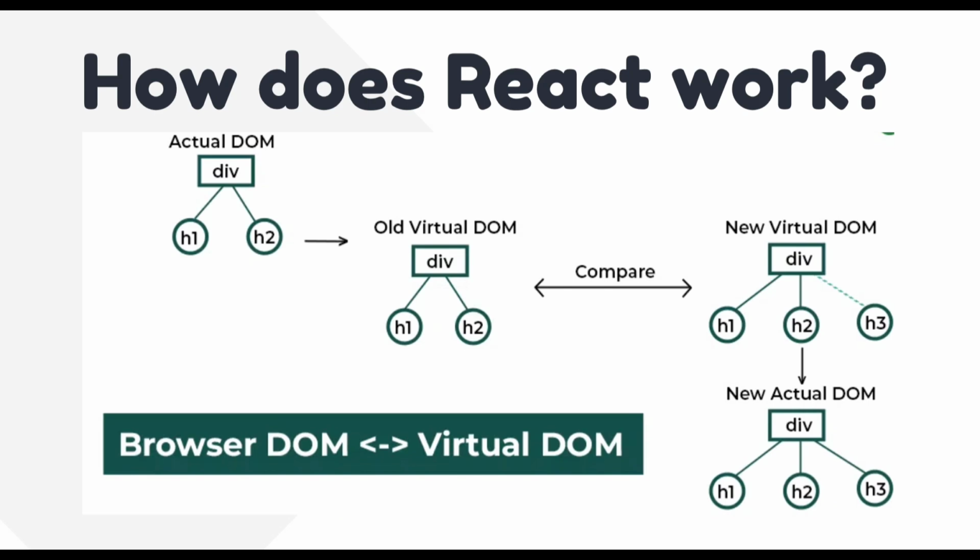The next is the blueprint, JSX. React allows you to write HTML-like code inside JavaScript using JSX. So that is the reason why we set a .jsx extension for React files. Imagine writing the instructions like build a button that says click me in a simple readable way. This is an example of JSX.